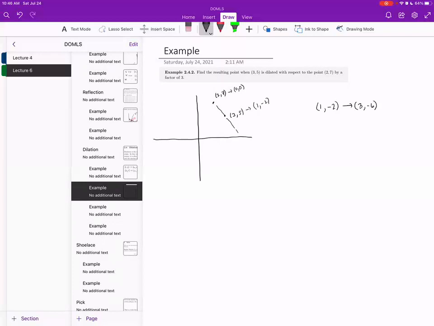And then we can just go back. We were pretending that this was (0, 0) by subtracting 2 from the x coordinate and subtracting 7 from the y coordinate. So we can just add 2 back to the x coordinate and add 7 back to the y coordinate to get our result, which is simply (5, 1). That's probably the easiest way to think about dilation with respect to points that aren't the origin. So the resulting point would be (5, 1).